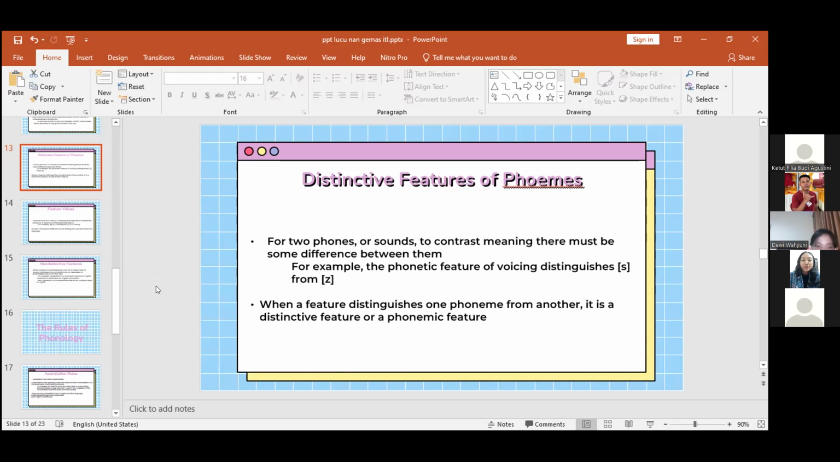And when a feature distinguishes one phoneme from another, it is a distinctive feature or a phonemic feature. So it is just a phonemic feature if we just use one phoneme and not plurals of phonemes. Next.